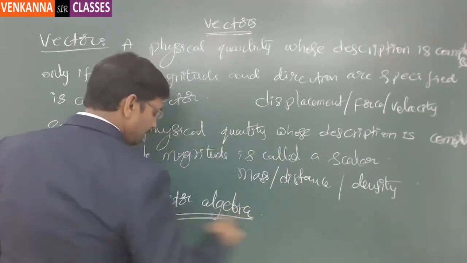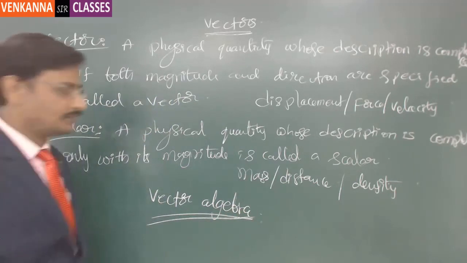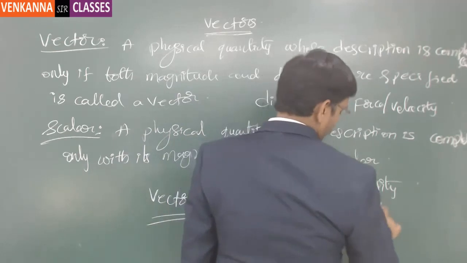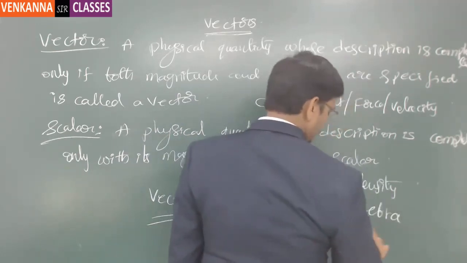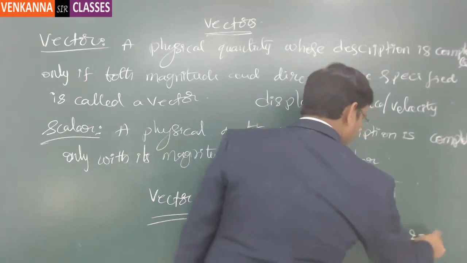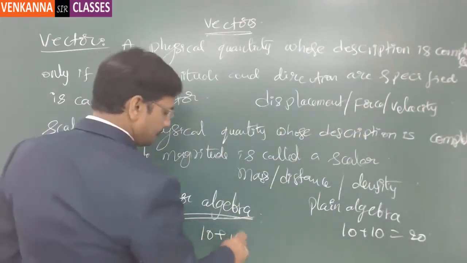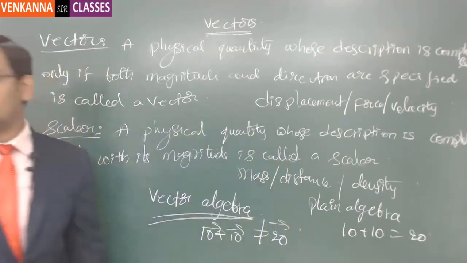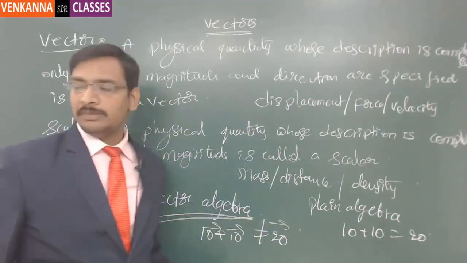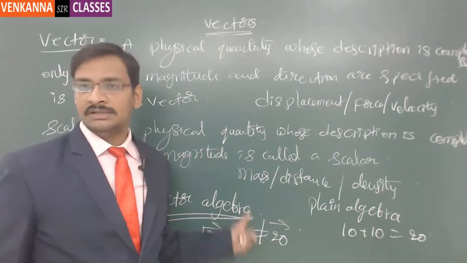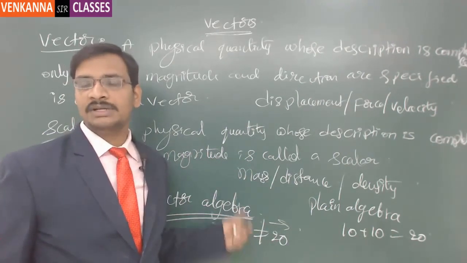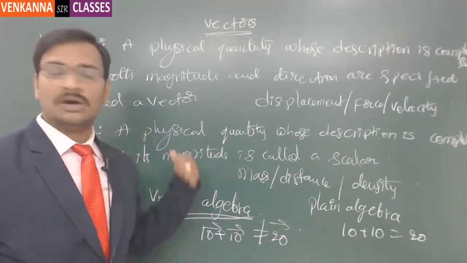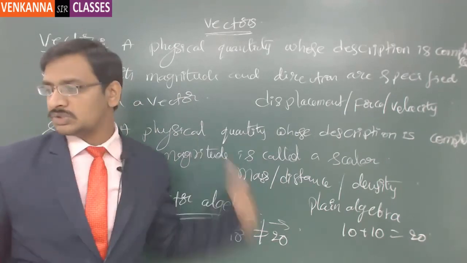So normal algebra is different and vector algebra is different. In normal algebra, or plain algebra, what it says is 10 plus 10 is equal to 20, but here 10 plus 10 is not equal to 20. So this is where the problem is. So there is a need to redefine plus, minus, multiplication, and division, right? That's what we are going to talk about, the vector algebra. So just note this down.